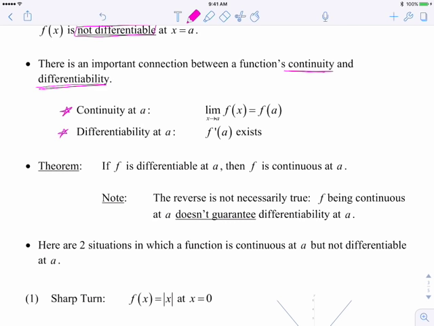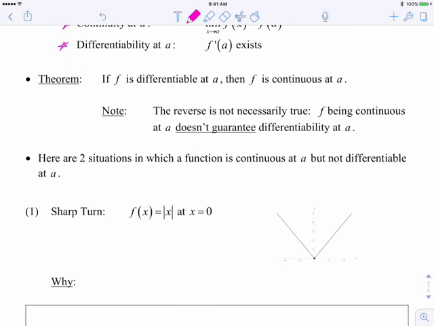So continuity and differentiability are two completely different things. But there is an important connection between the two. Just as we saw there was a connection between average rate of change and instantaneous rate of change, there's a connection between differentiability and continuity. So this theorem, very important, it says if f is differentiable at a, then f is automatically continuous at a.